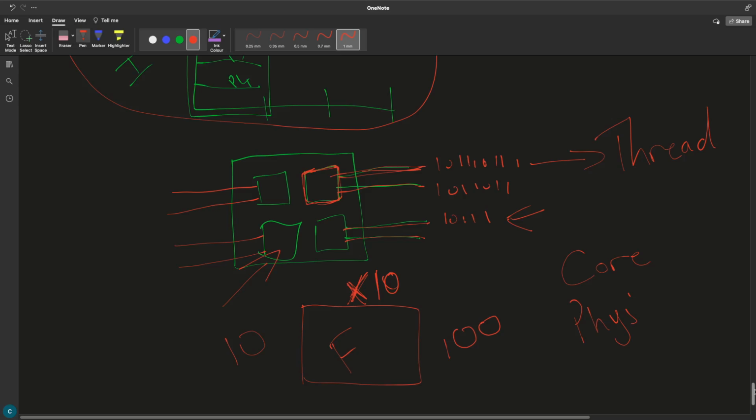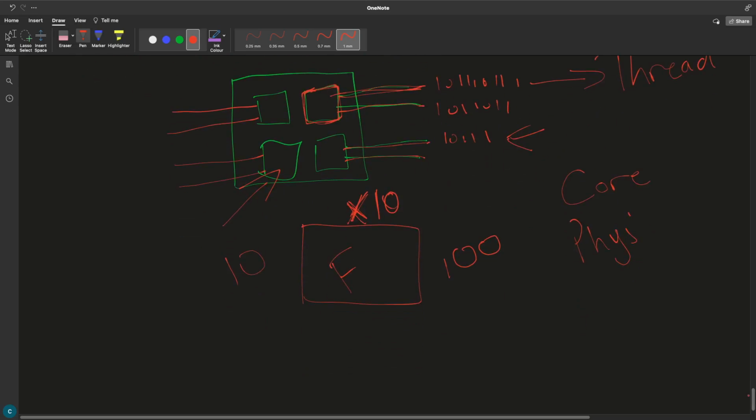So what we're going to talk about is more in depth on how threads work, but the idea is simply that threads are just inputs and outputs, whereas a core is a physical processing unit. They're two different things.